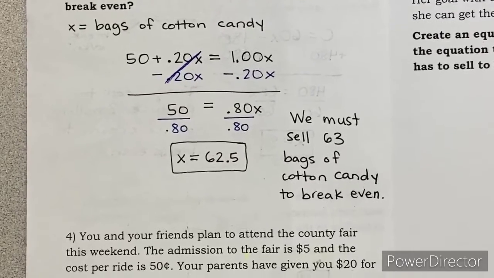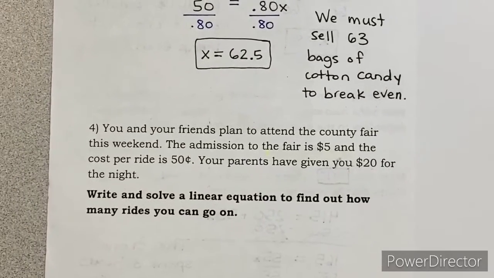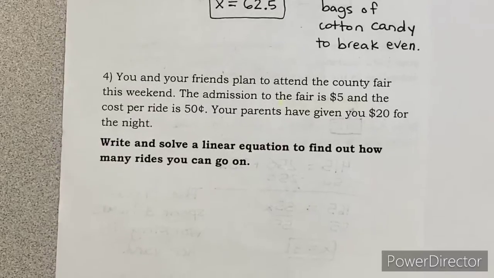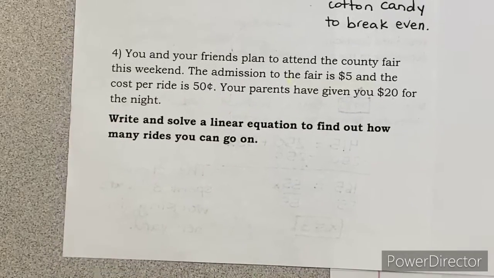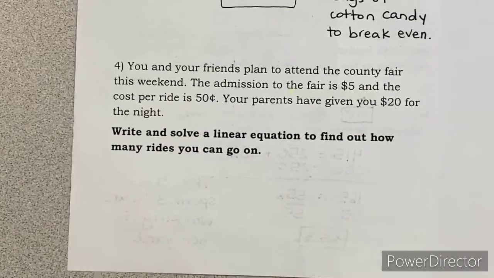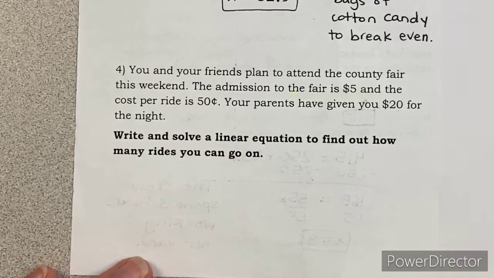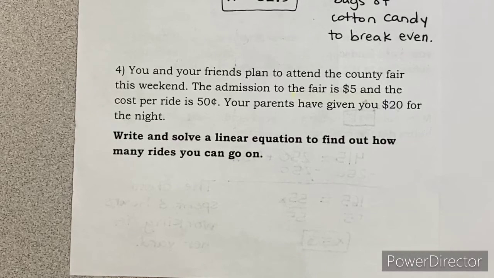Take a look at number 4. Number 4 is also about the fair. So for this one, it says, you and your friends plan to attend the county fair this weekend. The admission to the fair is $5 and the cost per ride is 50 cents. Your parents have given you $20 for the night. Write and solve a linear equation to find out how many rides you can go on.